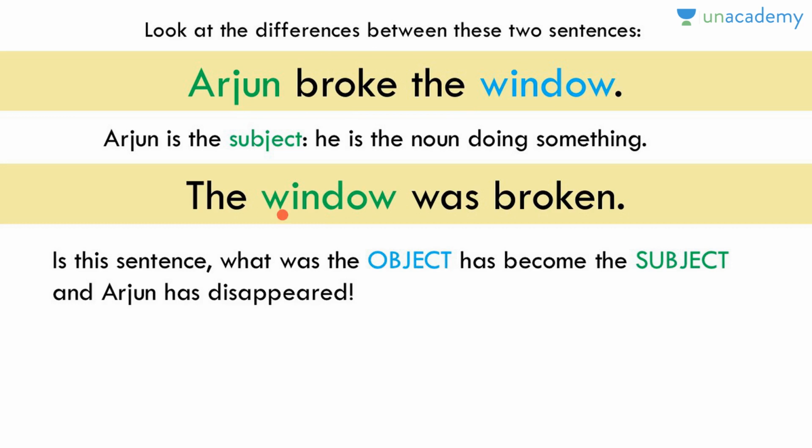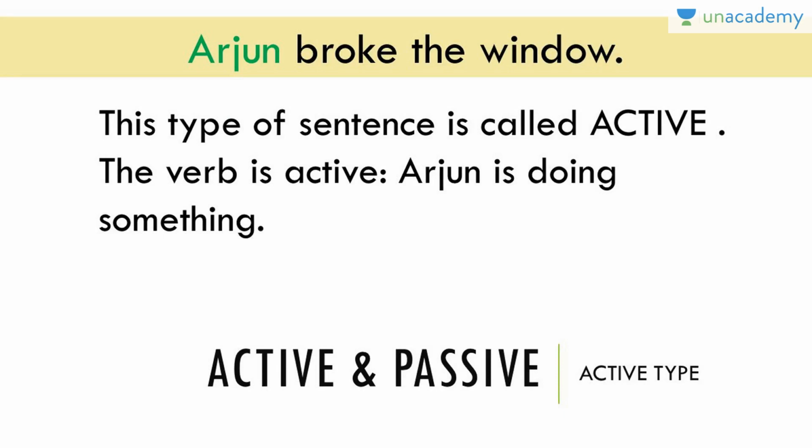But in this sentence, we're talking about "the window was broken." So what are we talking about now? We're definitely not talking about Arjun anymore, right? Because Arjun has just disappeared from the second sentence. So now we're talking about the window, which was earlier the object. It has now become the subject. What on earth is going on here? Well, this is your introduction to active and passive voice.